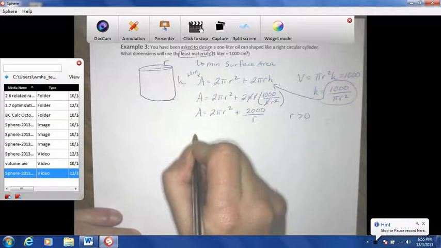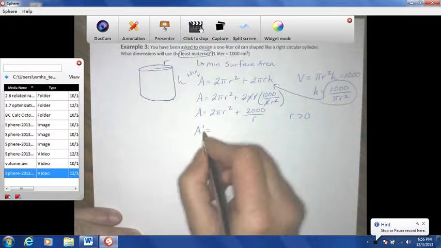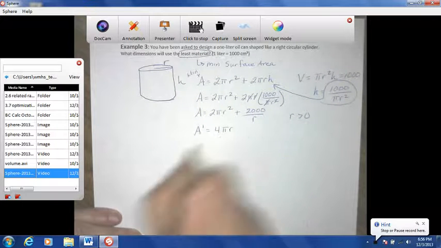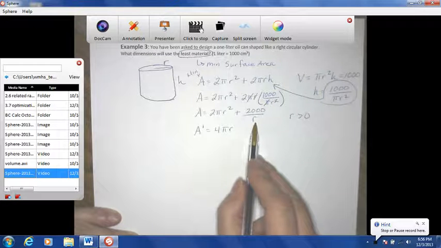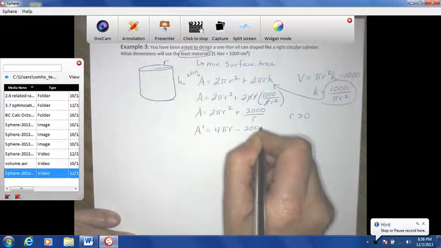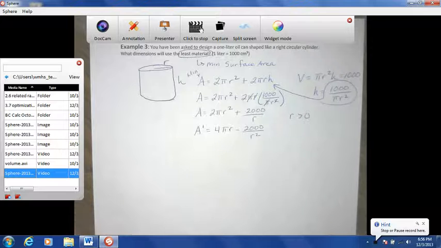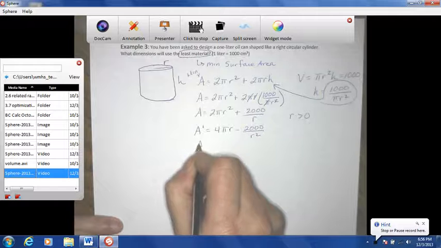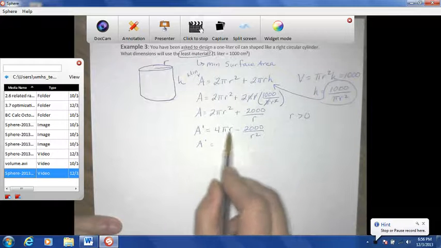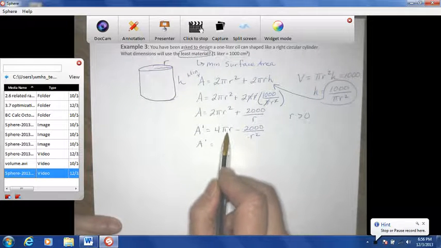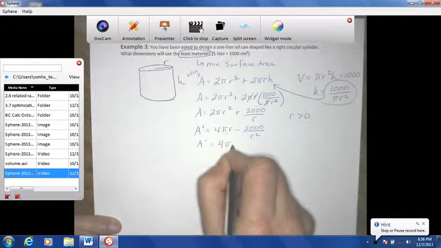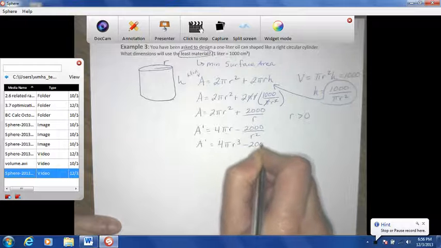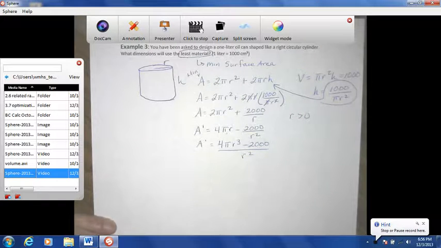Alright, let's go ahead and take the derivative. A prime equals 4 pi r, and for the derivative here, think of this as being 2,000 times r to the negative first, so negative 2,000 over r squared. To find the critical values, I personally find it easier to have a single fraction instead of two terms. So I'm going to find a common denominator by multiplying the first term by r squared over r squared. That gives me 4 pi r cubed minus 2,000 over r squared.